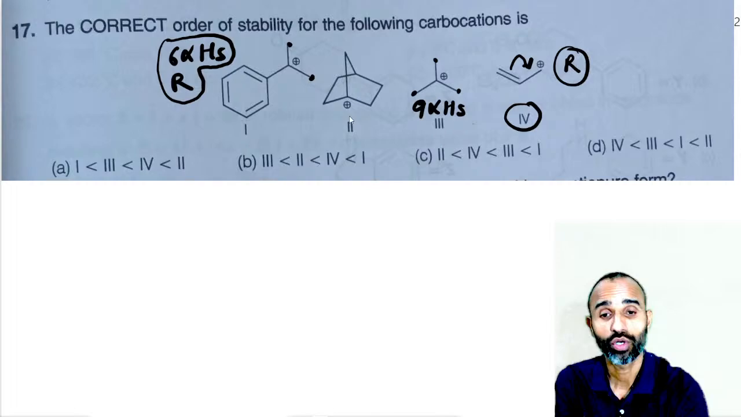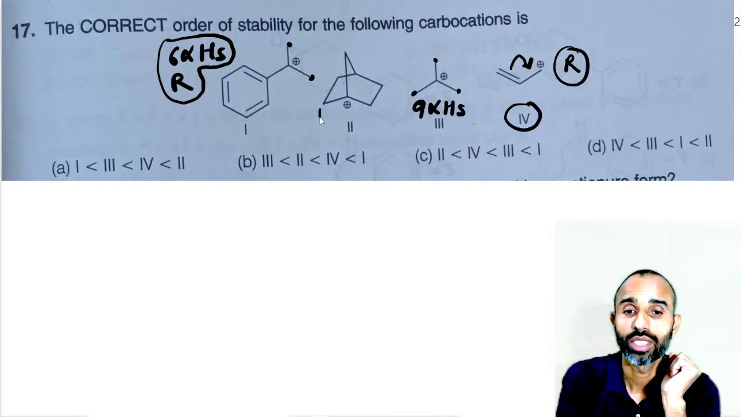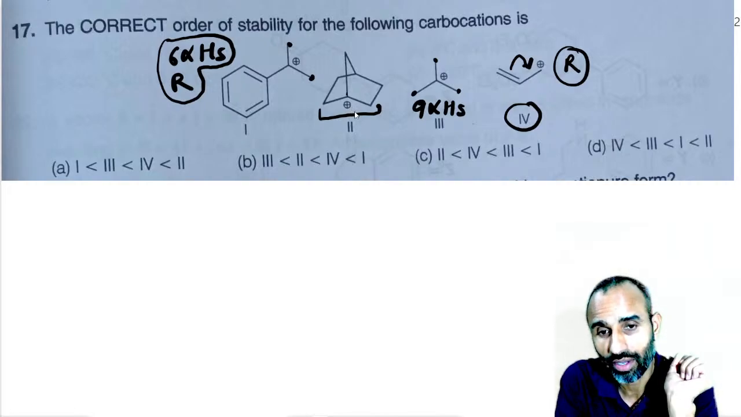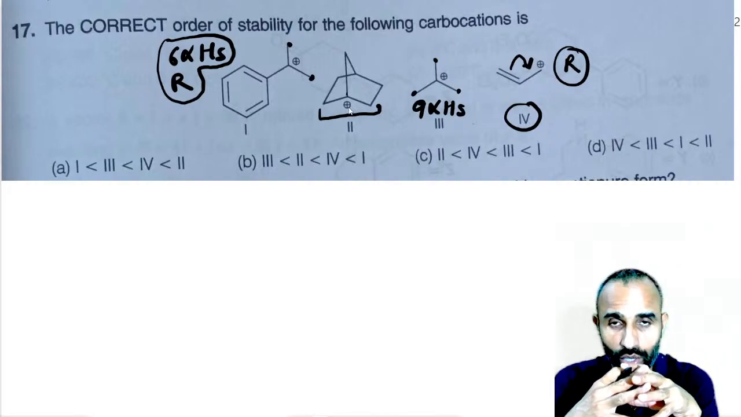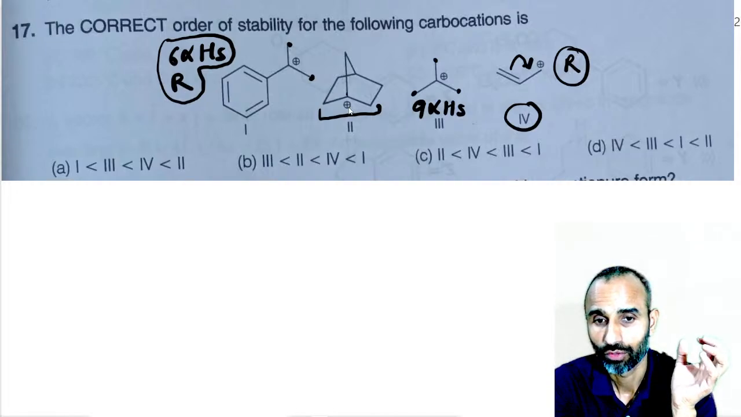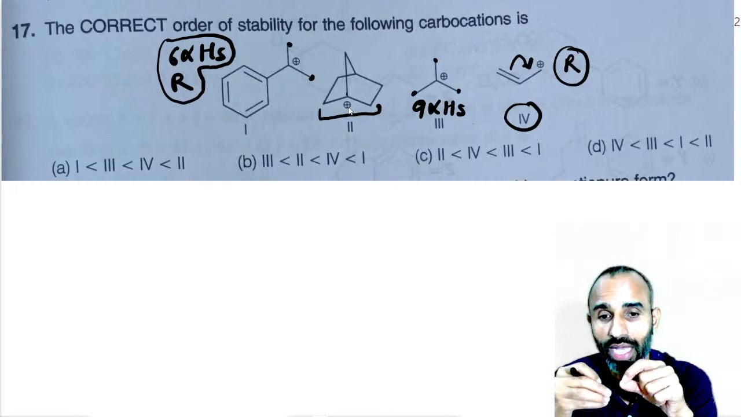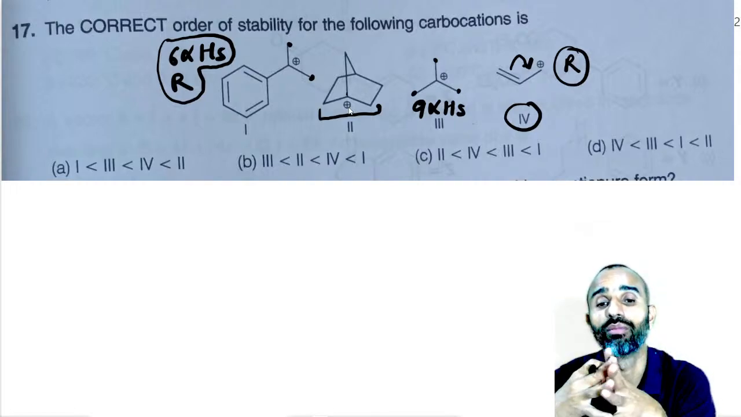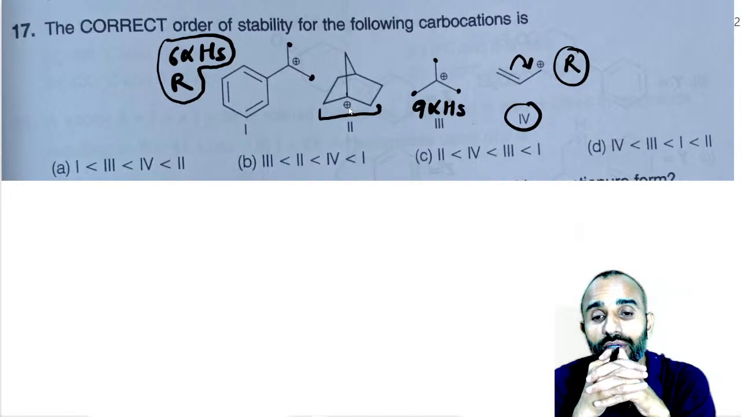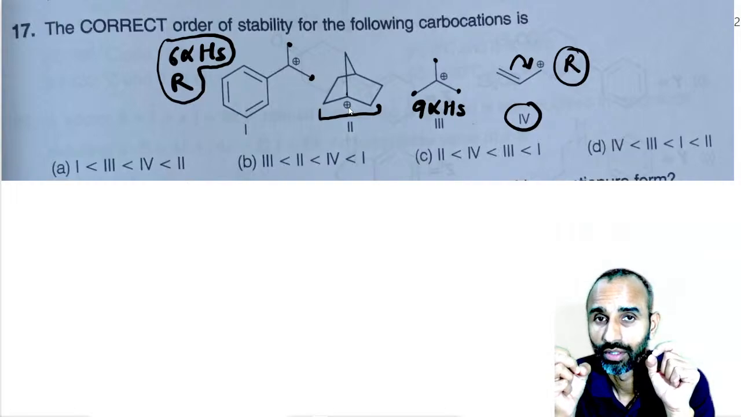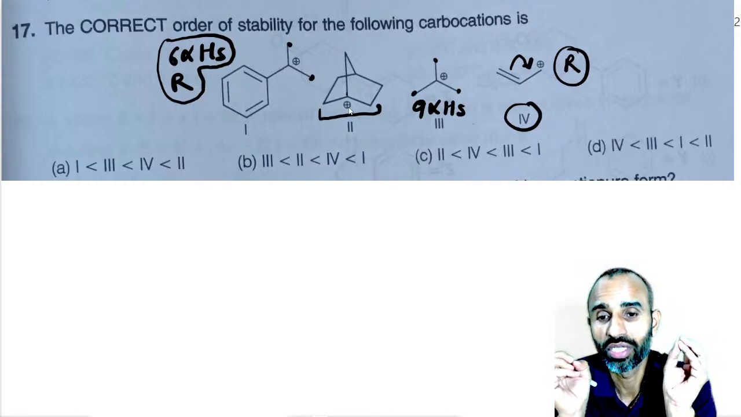But what about this? It is actually cyclic. This is called a bridgehead carbon. Whenever there is a positive charge on a bridgehead carbon, the carbocation cannot be planar. So this ring structure cannot expand further, and that's why the second is least stable. Whenever the positive charge is on a bridgehead carbon, that structure is least stable. Keep in mind.